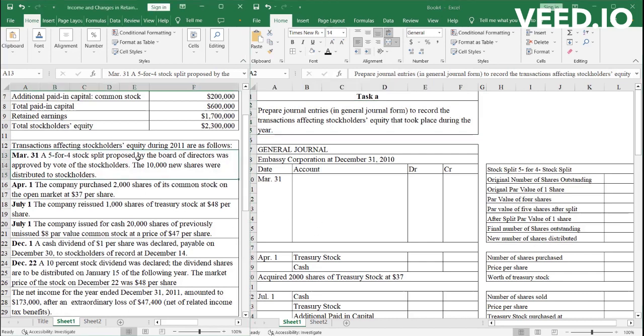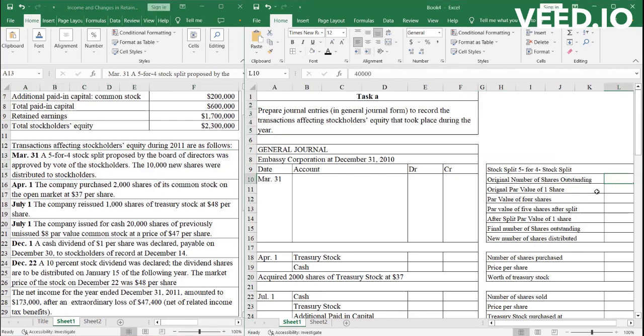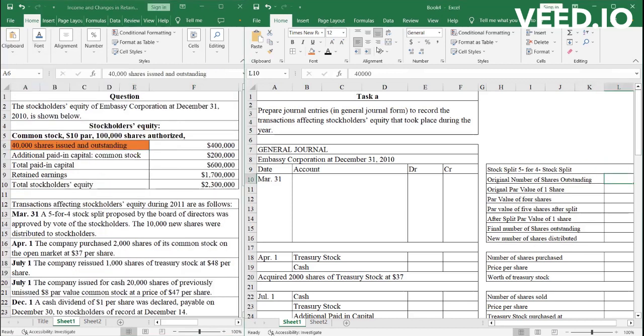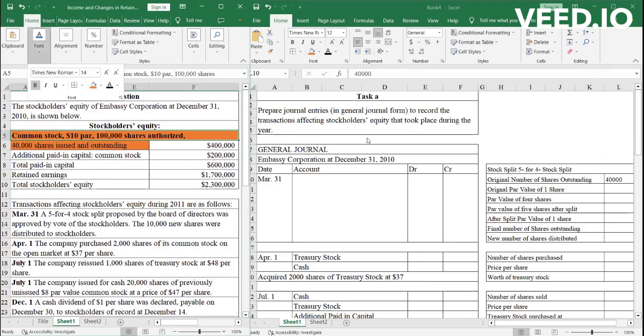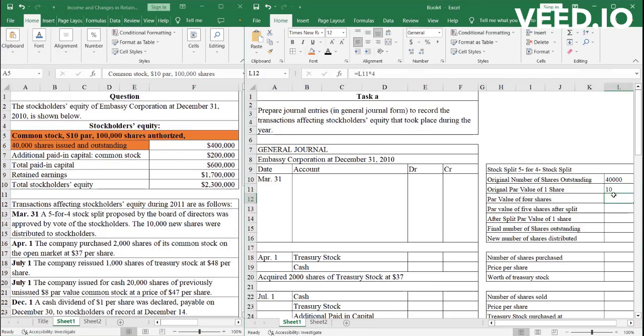Okay, let's look at the first transaction. March 31st, a 5-for-4 stock split happened. It was approved by the vote of the stockholders, and 10,000 new shares were distributed to the stockholders. So let's look at the stock split calculation. We have 40,000 shares outstanding. We also know that the par value of these shares was $10 per share. So what would be the par value for 4 shares? Because now we have a 5-for-4 stock split. The company is asking the shareholders to deposit 4 shares and they will get 5 shares in return.